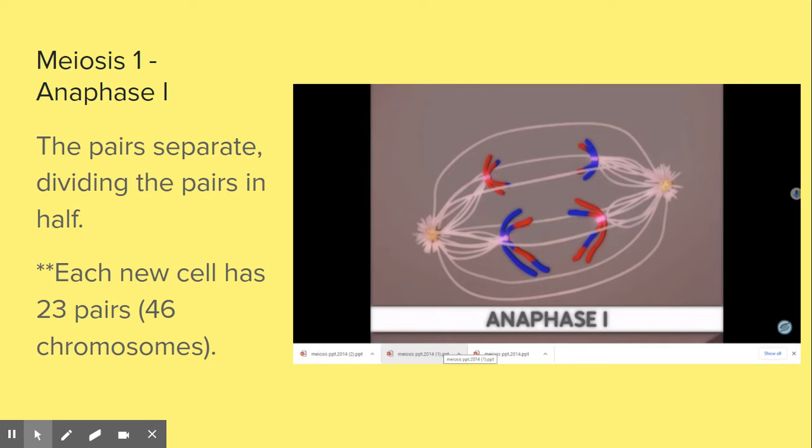We're going to move on into anaphase 1. In anaphase 1, the pairs separate, dividing the pairs in half. Each new cell is still going to have 23 pairs with 46 chromosomes, but in each of the daughter cells, they're going to be different. They are not going to be matching sets. So now we have two daughter cells with a unique combination of genetic material.